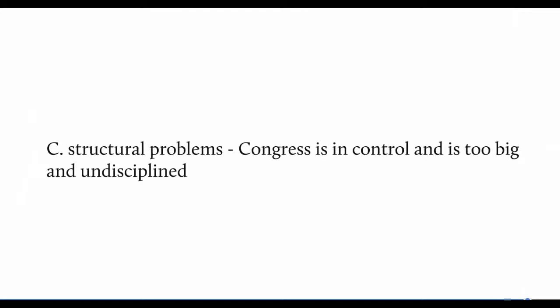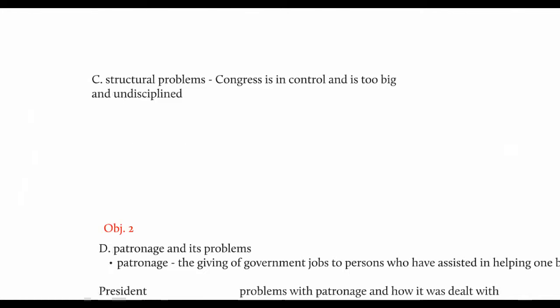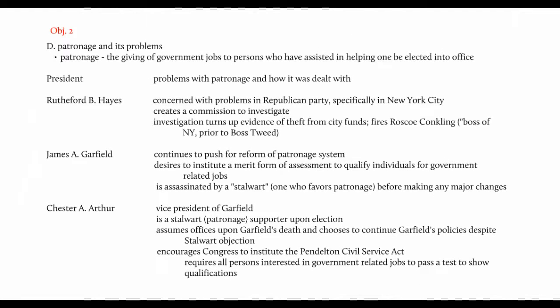A common theme among the people, especially Democrats, is that the Congress is too big and too out of control, undisciplined, they say. Objective 2, we're talking about patronage. I mentioned that a few times. Patronage, again, is the giving of government jobs for assisting someone in the election process. Presidents have problems with patronage, and these three presidents feel like it's their duty to do something about it.